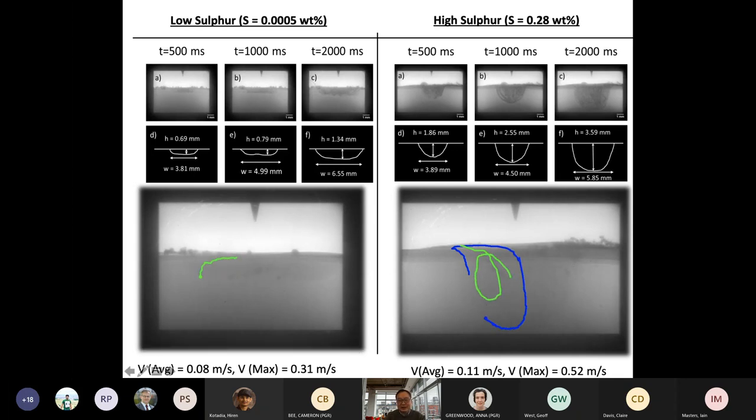And then you can see how this morphology changes from this kind of wide, shallow pool into this kind of deep pool. This is direct evidence of how the internal flow modifies the morphology of the pool. Also, the maximum speed here is about 0.5 meters per second. This is very significant. Normally the pool is about 10 millimeters in diameter. So in this very small, tiny pool of 10 millimeters diameter, you have flow inside which flows at 0.5 meters per second.